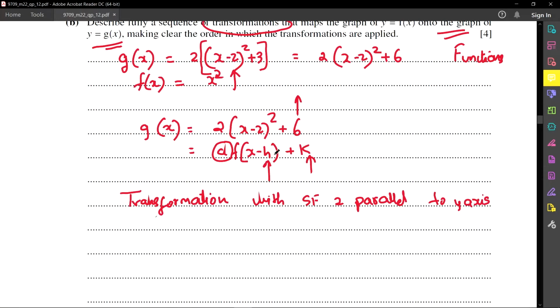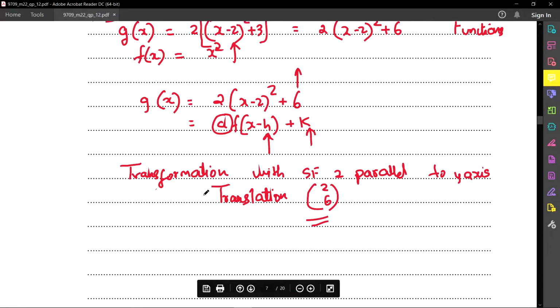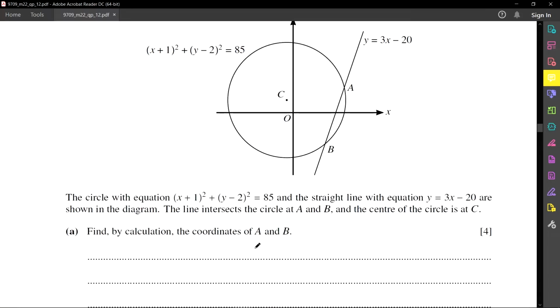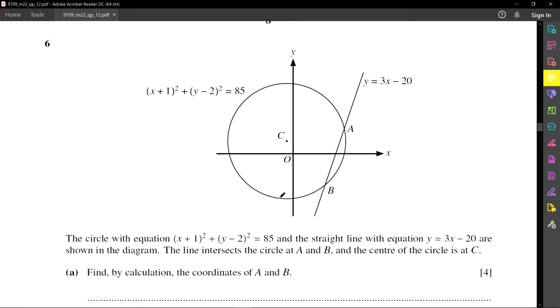And you also find the horizontal translation and the vertical translation. So you can simply write it's a combined translation of both horizontal and vertical to be (2, 6). So this is how you work out this question. Now let's move on to question number 6.